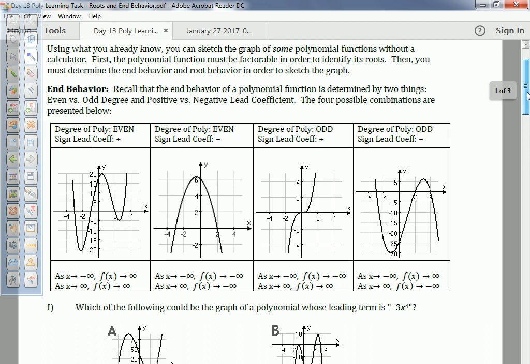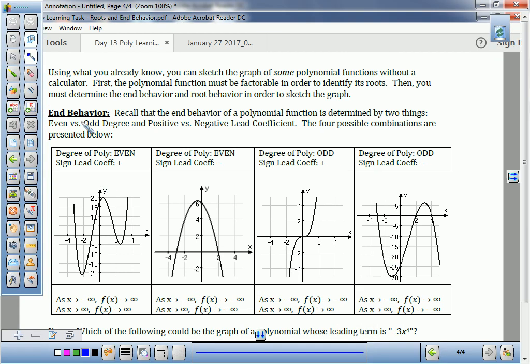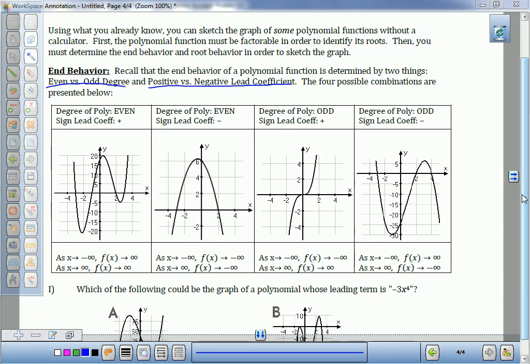All right, today we are summarizing what we learned yesterday. We're talking once again about end behavior, and we have more examples. So recall that end behavior is determined by two things. Is it an even or odd degree function? And do we have a positive or negative leading coefficient? If it's even and a positive coefficient, both ends rise. As x approaches negative infinity, y approaches positive infinity. As x approaches positive infinity, y also approaches positive infinity.